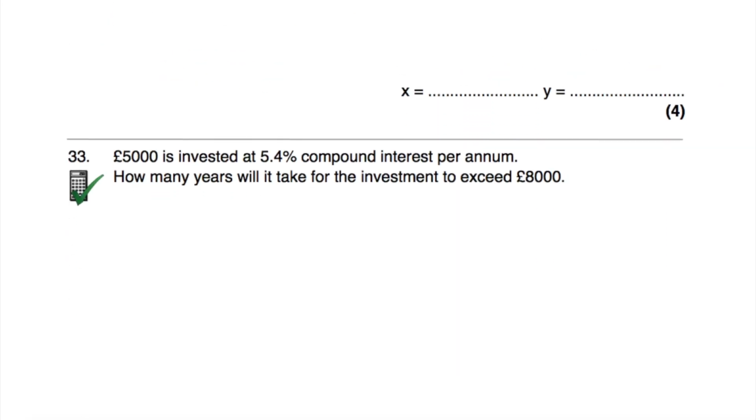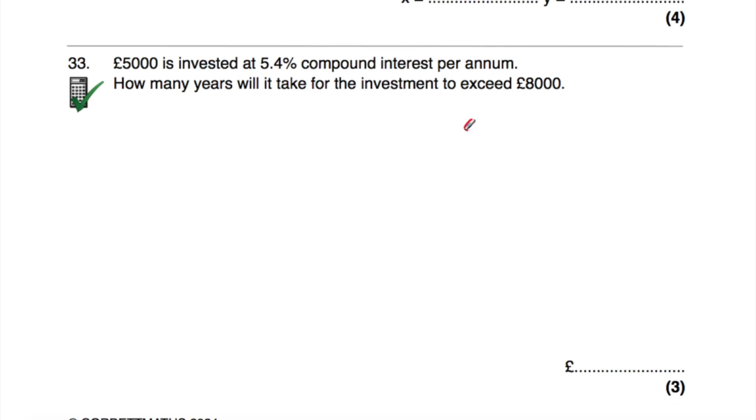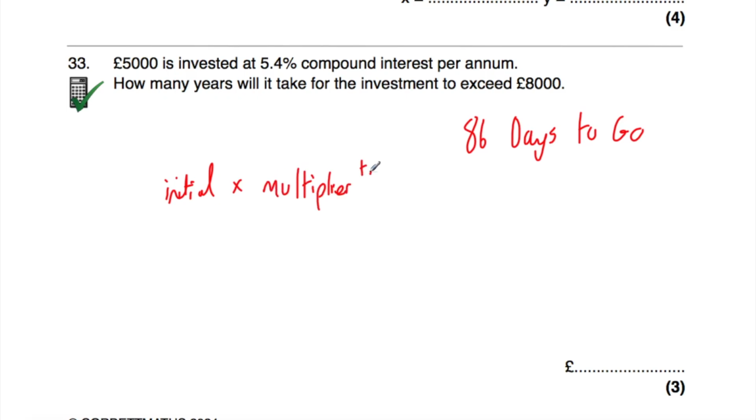And then in terms of our last question, it's a compound interest question. So if you watch 86 days to go, that's the video on compound interest. That'll be a really useful one for you. But if you want a hint in this question, it says how many years will it take for the investment to exceed £8,000? Well, I would use the formula initial multiplied by the multiplier to the power of time.